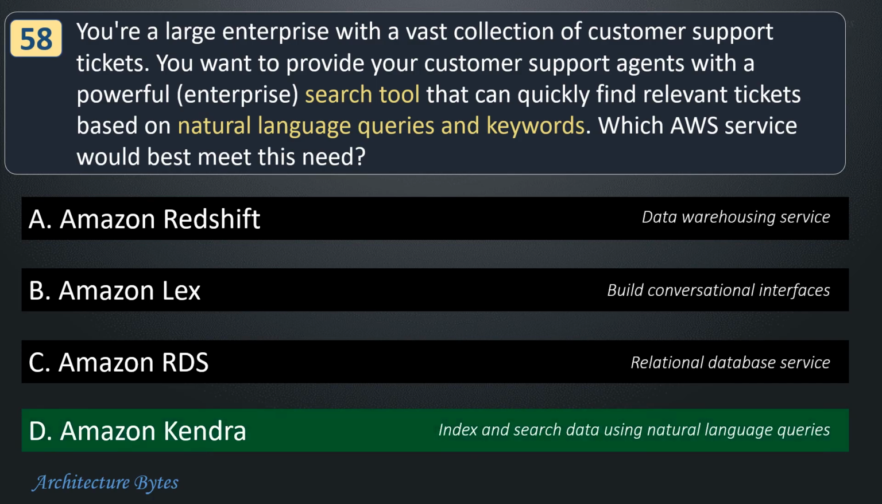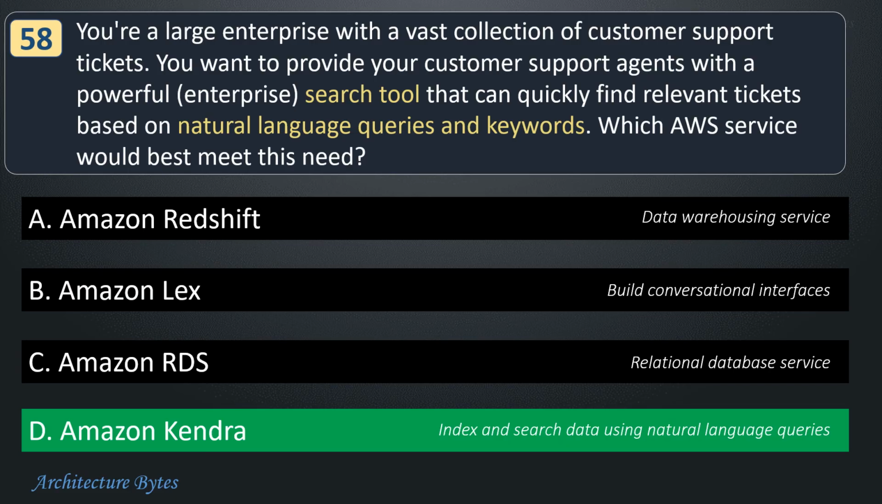So option D, Amazon Kendra, is the right answer here. It uses machine learning to index and search across data, providing highly relevant answers to natural language user queries and not just keyword matches. Redshift is a data warehouse service primarily used for analytical workloads. Lex is a service for building conversational interfaces, and RDS is a relational database service.